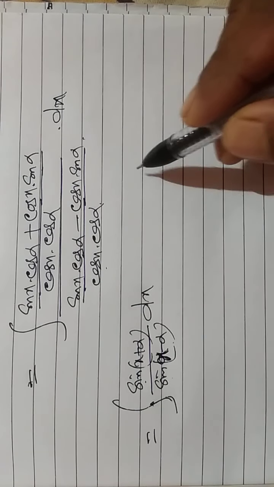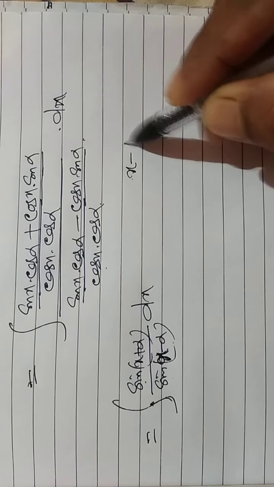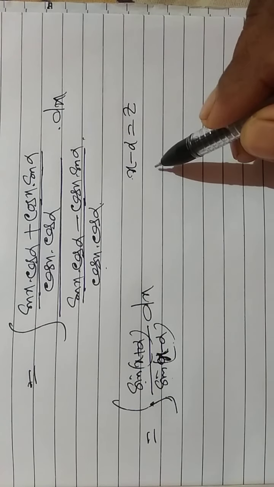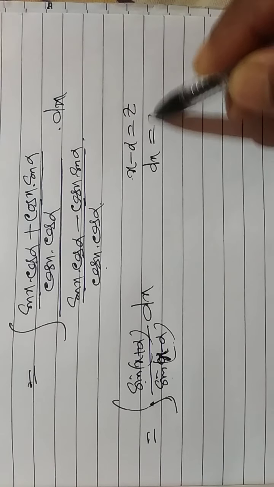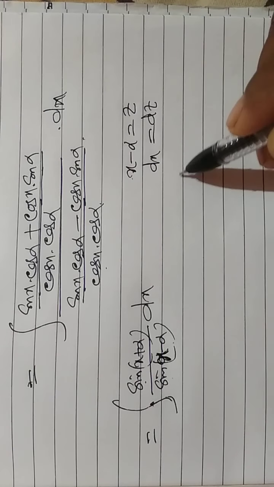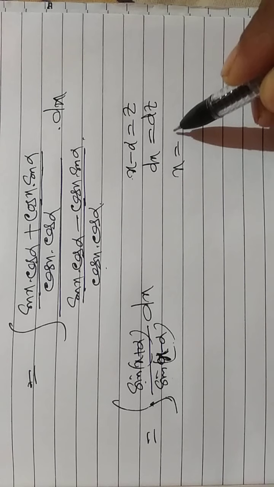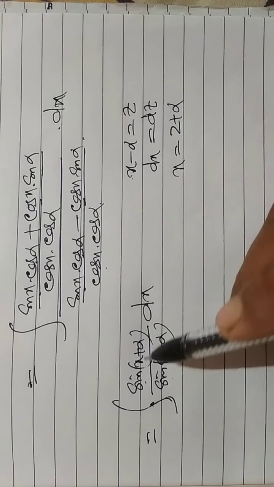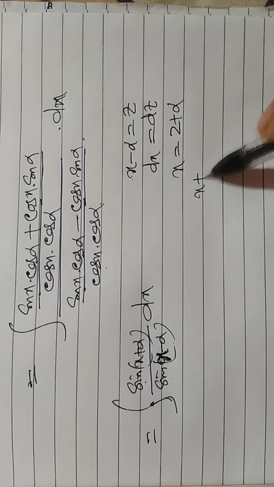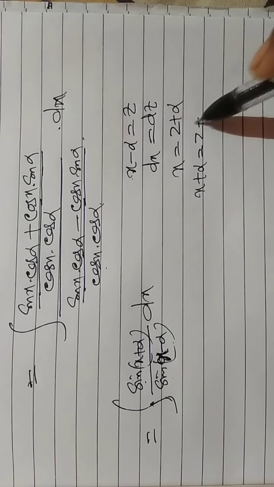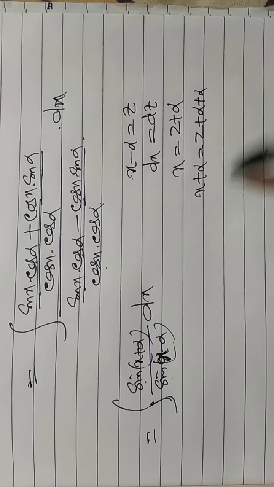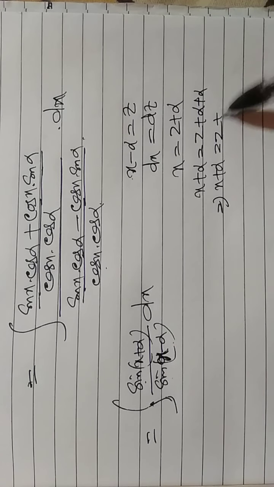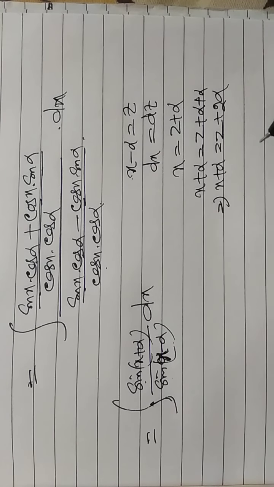Now taking x minus alpha is equal to z and taking differentiation both sides, that is dx is equal to dz. Again this x is equal to z plus alpha, so we have x plus alpha is equal to z plus alpha plus alpha, that implies x plus alpha is equal to z plus 2 alpha.